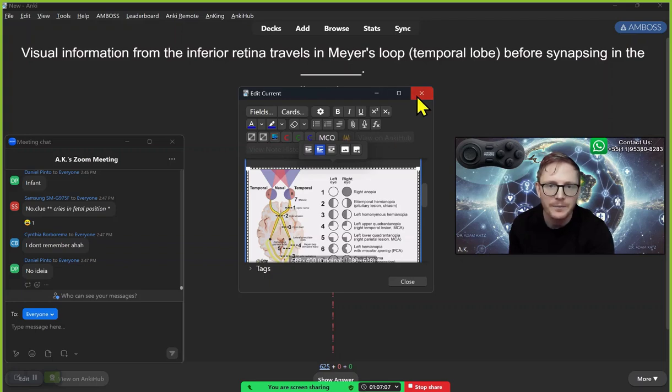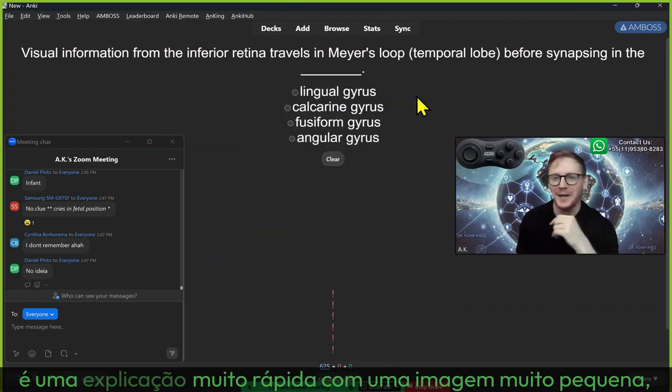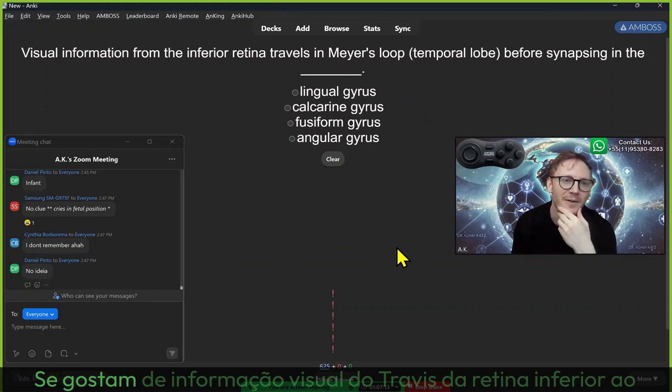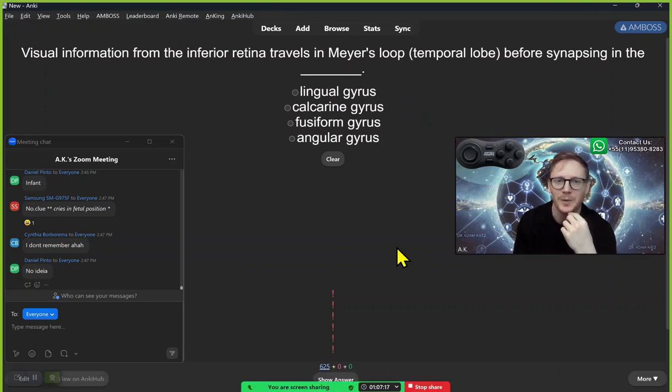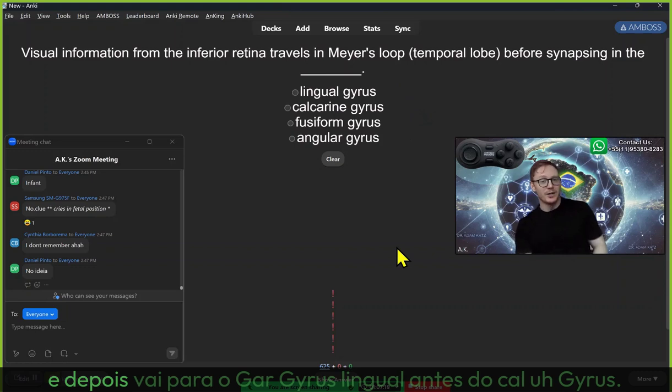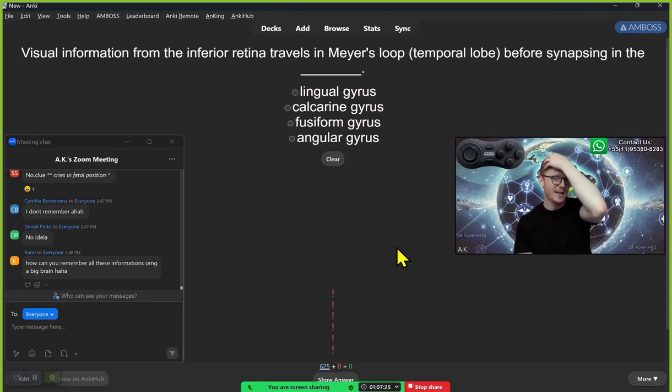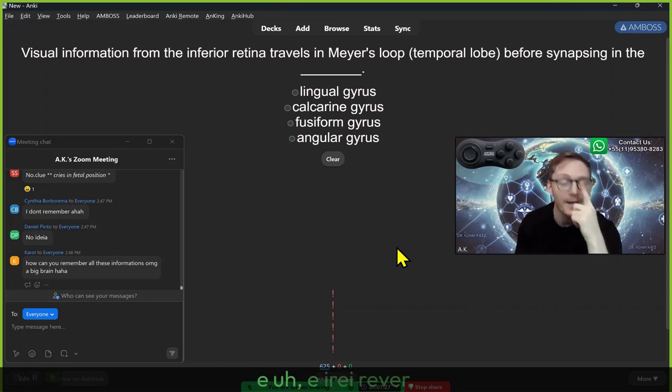Okay. So that's a very quick explanation with a very small image, but we'll talk about that later if you guys like. Visual information from the inferior retina travels to the Meyer's loop, and then it goes to the lingual gyrus before the calcarine gyrus. So that's a very important detail actually, and that's a Step 1 thing that I should know and I will review.